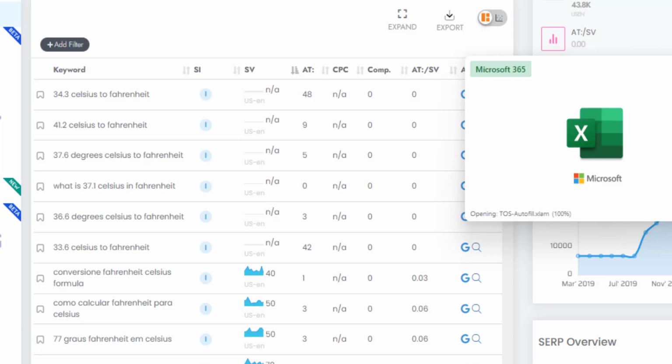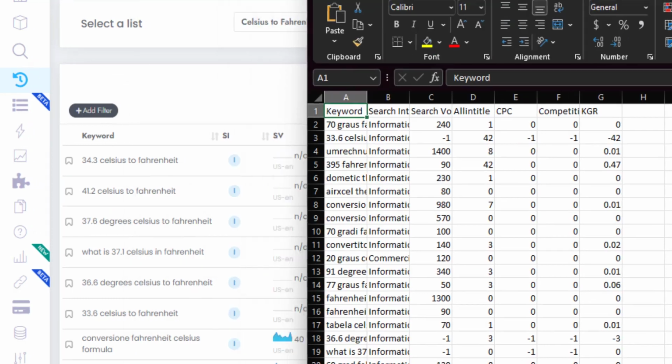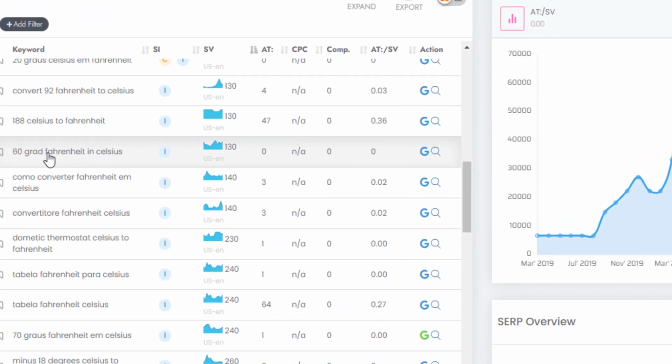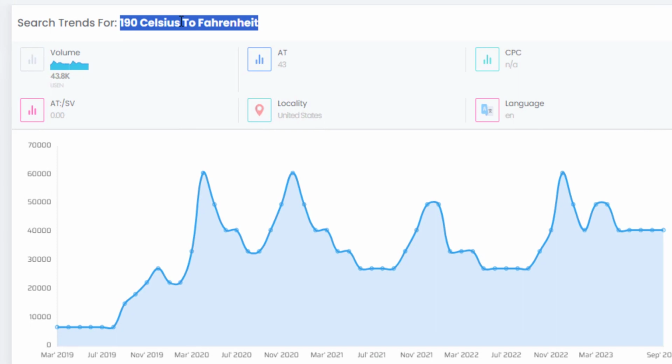The other thing I want to point out is what you saw on the right-hand side. Look at this. One of those keywords is 190 Celsius to Fahrenheit. Do you know how different that is in terms of search volume from something else? Look at that. If we went with 188 Celsius to Fahrenheit, there's 130 searches a month. But 190 Celsius to Fahrenheit, 2 degrees different, there's 43,800 searches a month. So yeah, that's what I call a gimme.